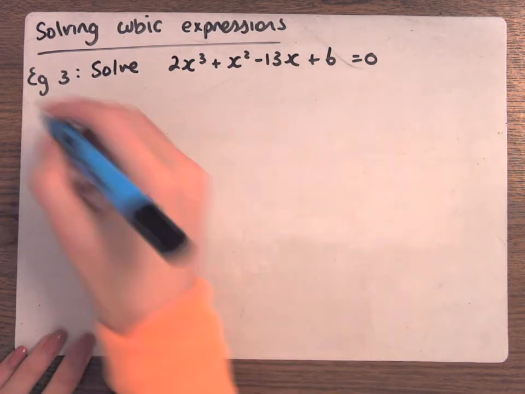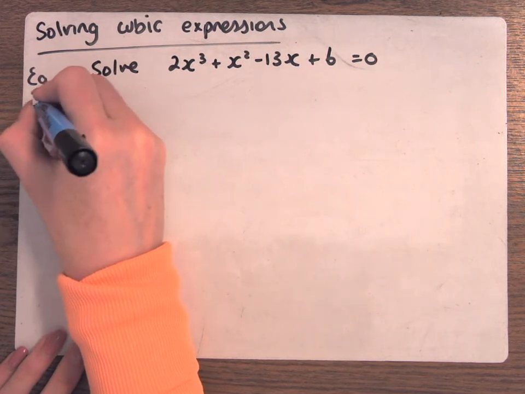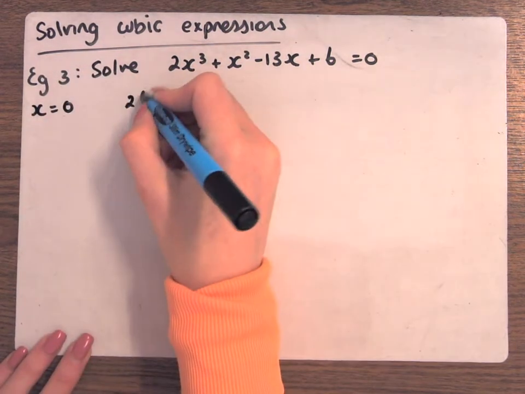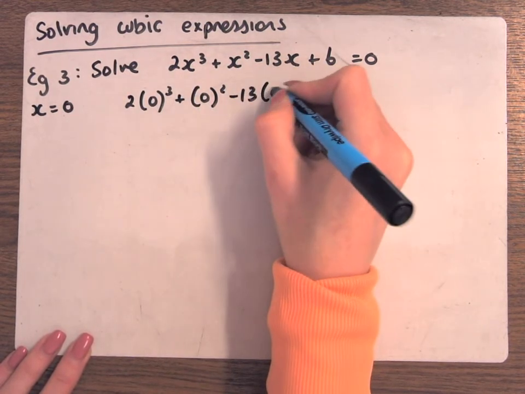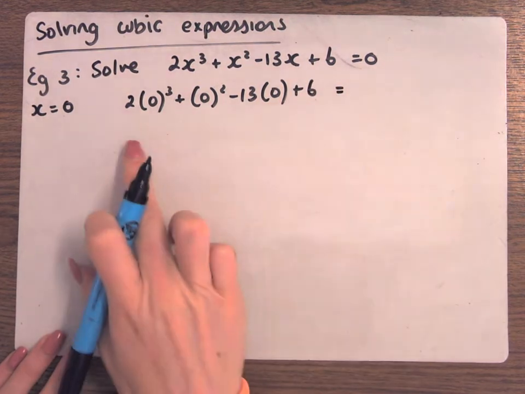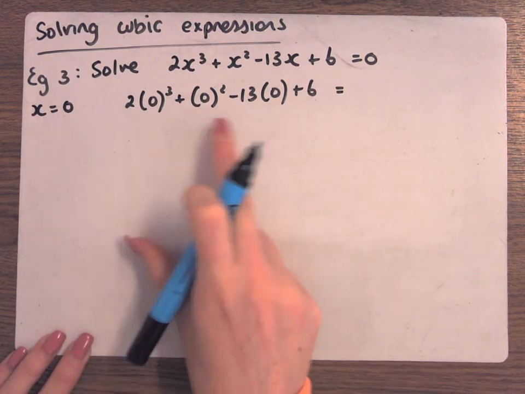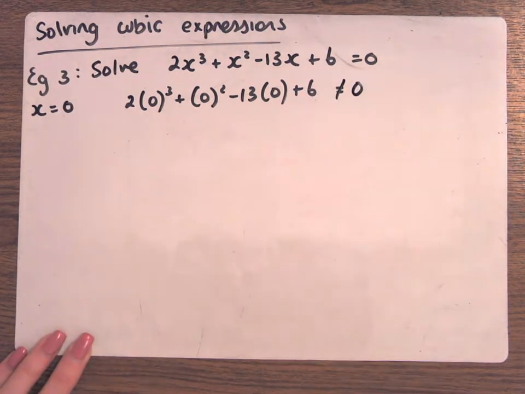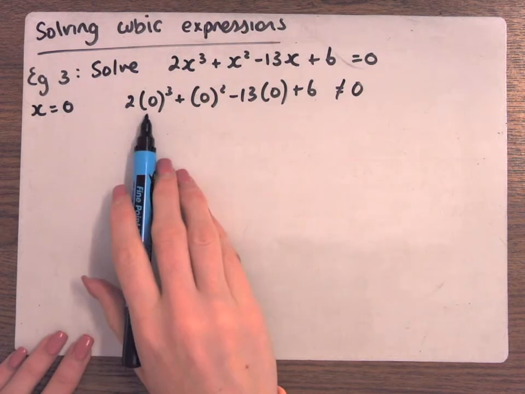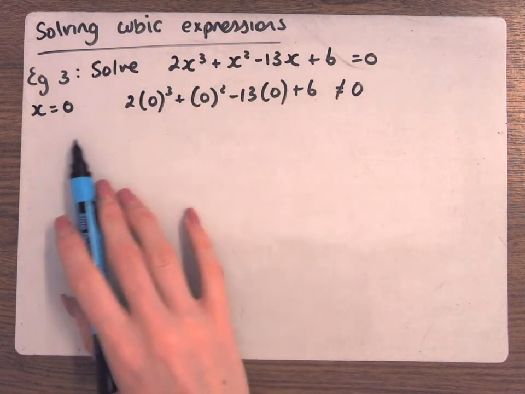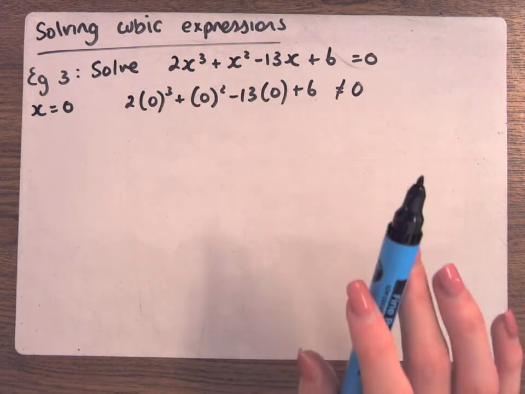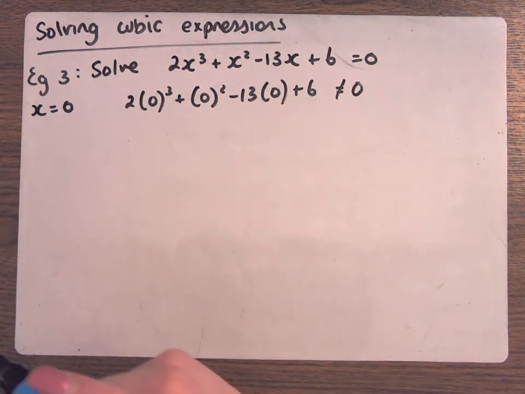Pick a few numbers. So I'm going to try, first of all, x is 0. That's 0, 0, 0, and 6. That's not equal to 0, so 0 is not a root. You could just throw that all into your calculator and you'd be left with a 6. Then do 1, and then minus 1, 2, minus 2, and keep going.